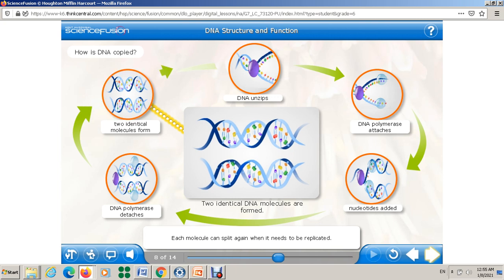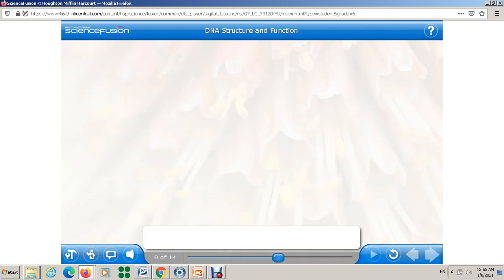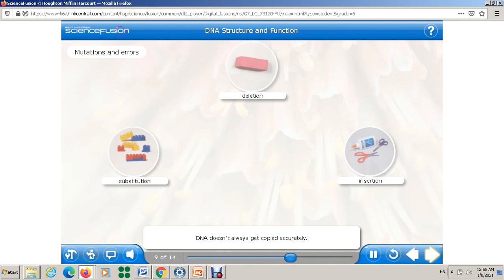Okay, so this one here is for the copying of DNA, or replication of DNA, before the cell division. Listen to this. You remember the mutation when there is a problem? DNA doesn't always get copied accurately. Random errors occur, or DNA that is damaged by UV light, chemicals, or other agents can experience copying errors.